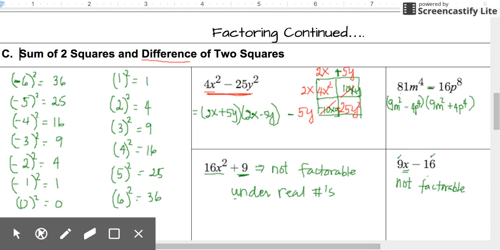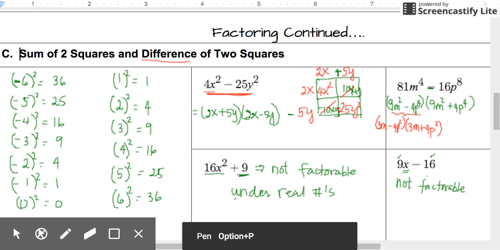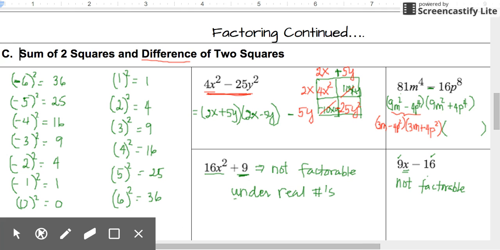So we'll have here 3m minus 4p squared times 3m plus 4p squared. These are the factors of this. So now we just need to bring down this other factor, which is a sum of two squares, and we can't factor it anymore, so we just bring it down: 9m squared plus 4p to the fourth. Now we're done factoring this polynomial.